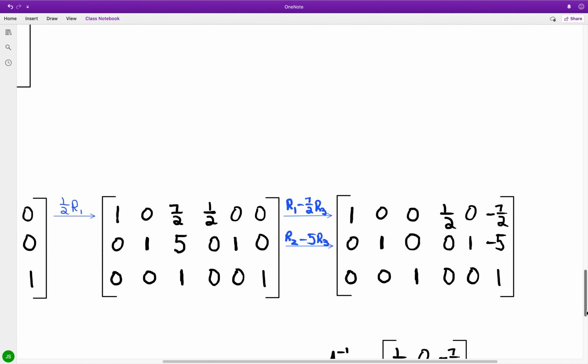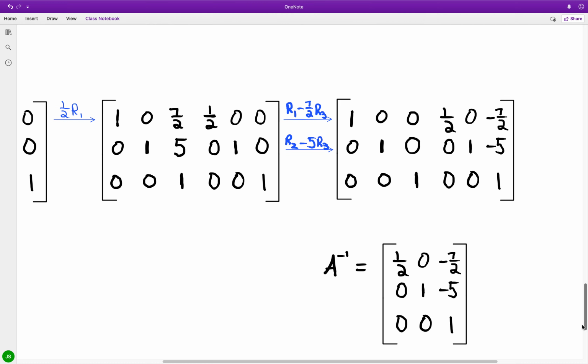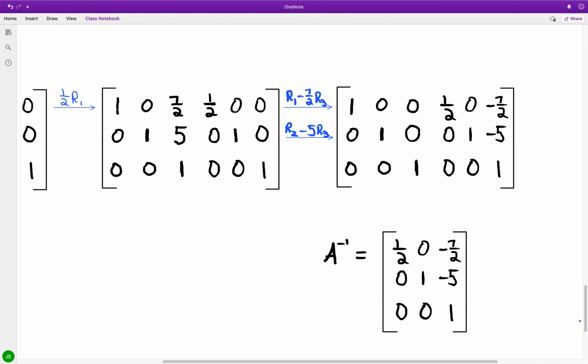And for what we have on the far right, it turns out that for the inverse of this particular matrix, the top row will be 1/2, 0, negative 7 halves. The middle row is 0, 1, negative 5, and the last row is 0, 0, and 1.